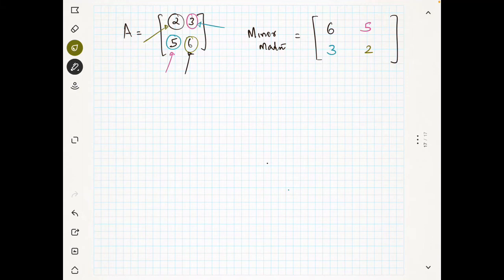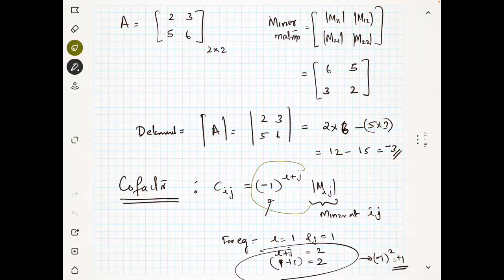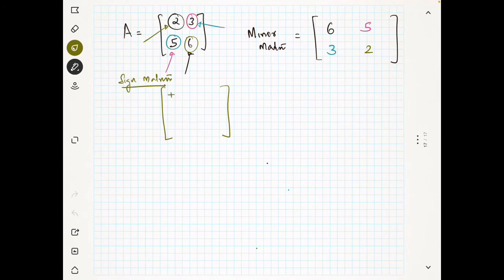Now you can assign the sign like this. The first element you can assign plus sign, the second element in the minor matrix. So the sign matrix can be given. What do you mean by the sign matrix? It is according to this convention. So plus, minus. If this is plus, this will be minus. If this is minus, this will be plus, like this. They're just toggling. So you can see here it is plus minus plus minus.